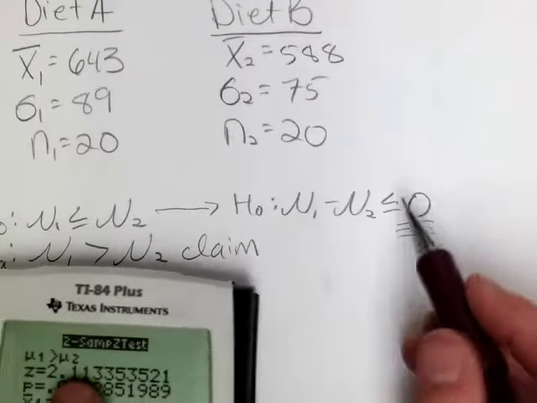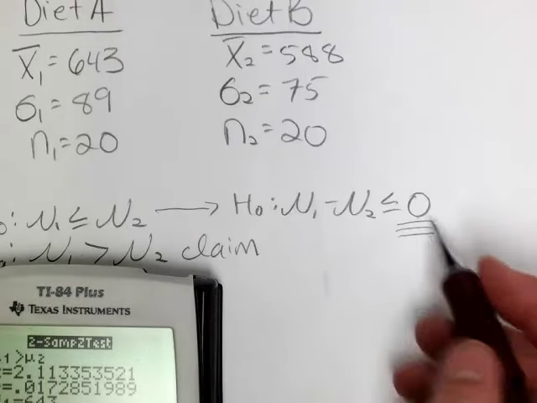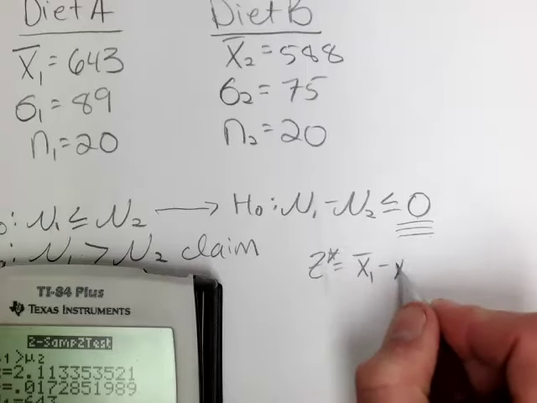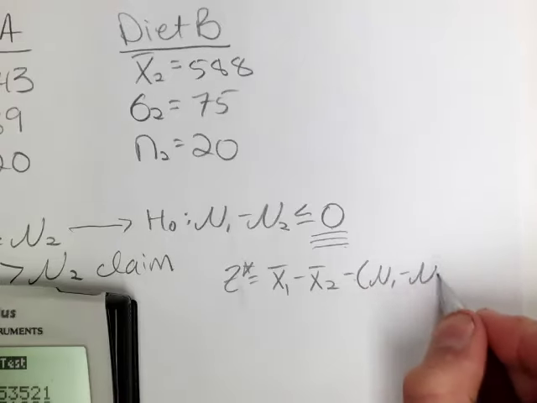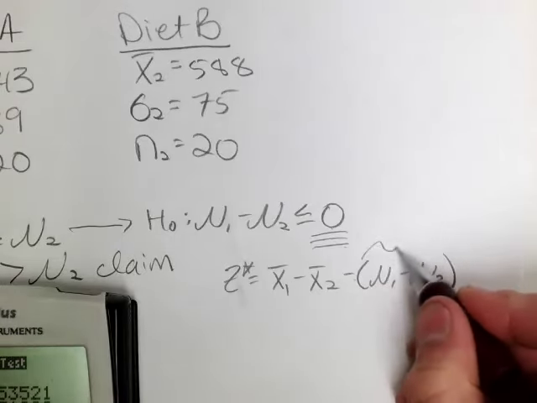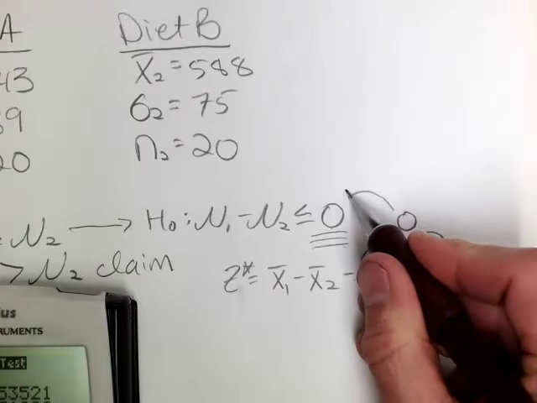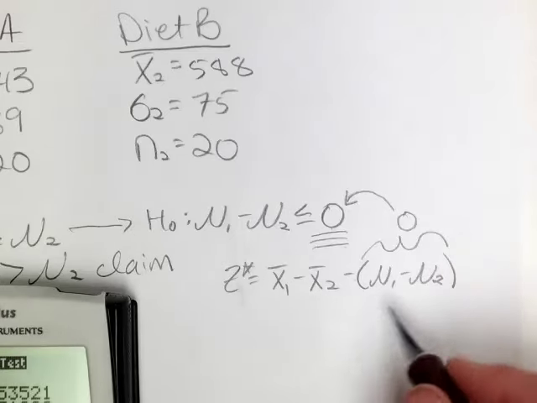Okay, if we were to be finding that standardized test statistic by hand, remember the formula has x bar sub 1 minus x bar sub 2 minus mu sub 1 minus mu sub 2. Okay, so this part is what we want as 0. Okay, so that's what we were going to do by hand. Okay, so I did a previous example of that.